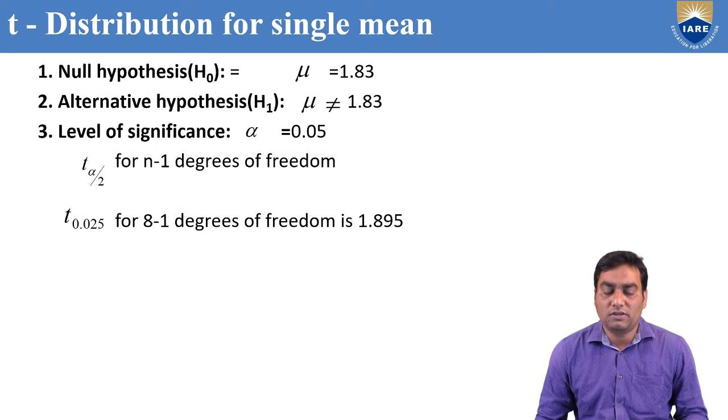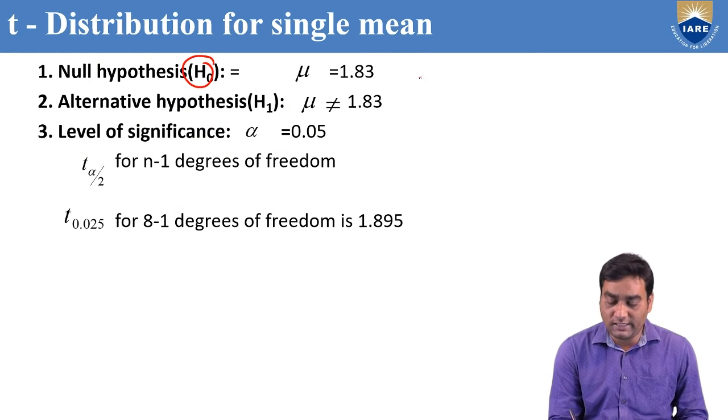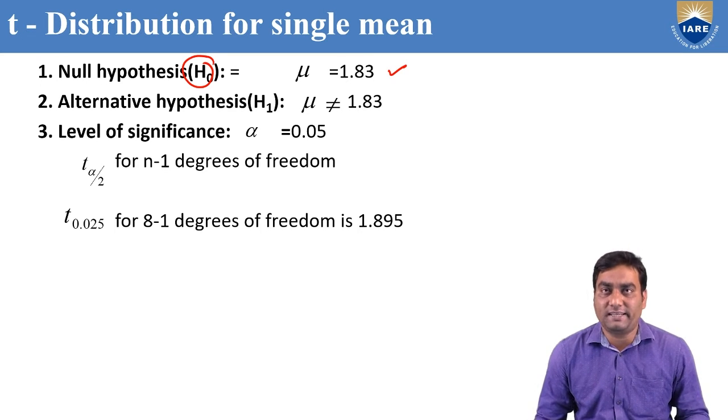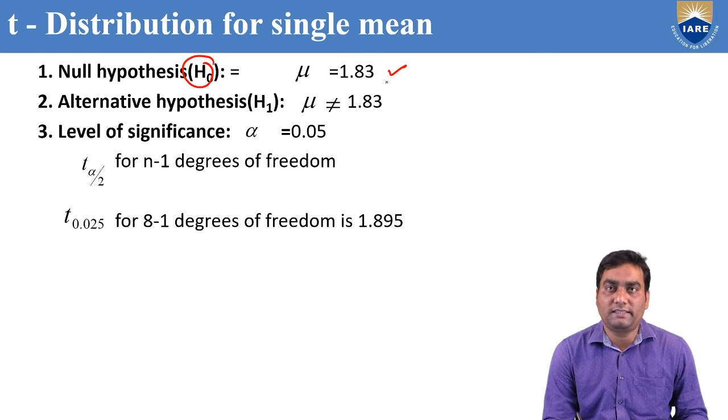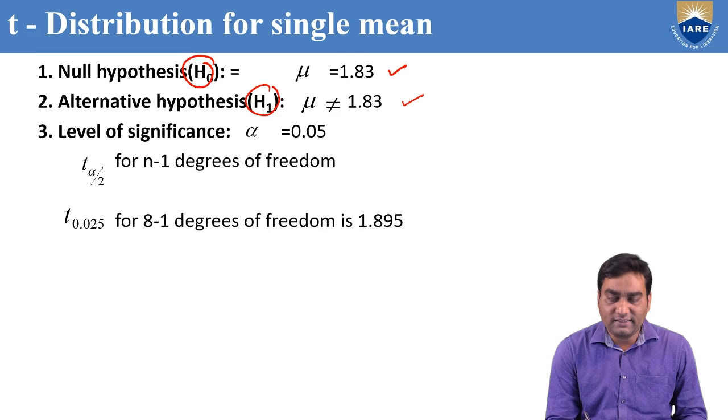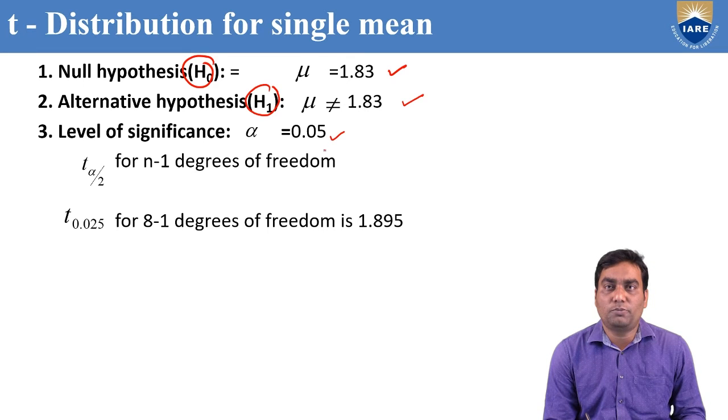What is step 1? We are going to set up the null hypothesis, that is mu equal to 1.83. That means whatever claim he has given, we should accept. This is our assumption only. We should accept his claim is correct, that is mu equal to 1.83. And the alternative hypothesis, denoted by H1, is against the null hypothesis. Whatever statement we have taken in the null hypothesis, we take the opposite in the alternative. And the level of significance alpha equal to 0.05.